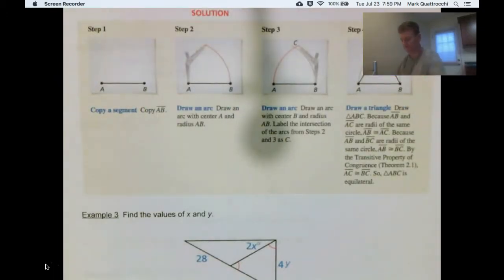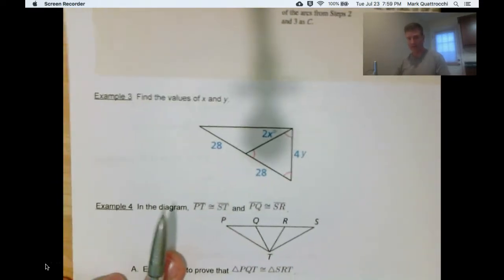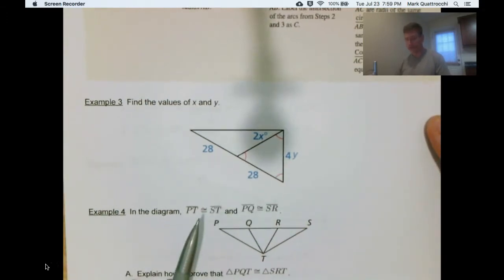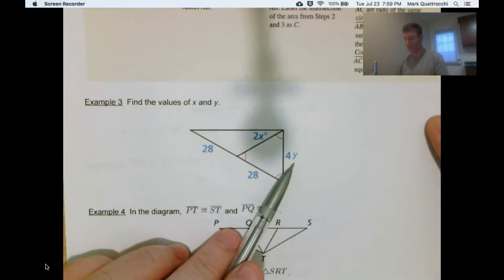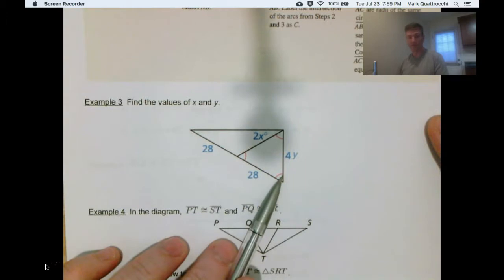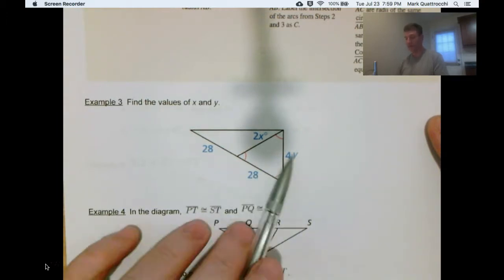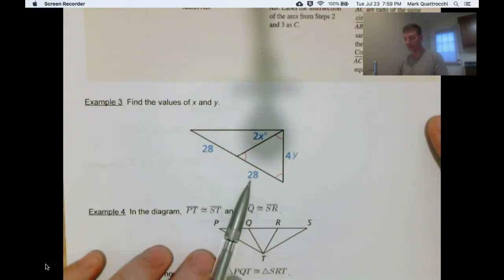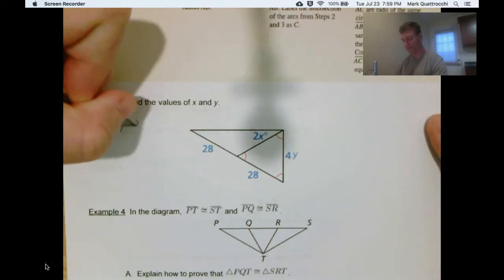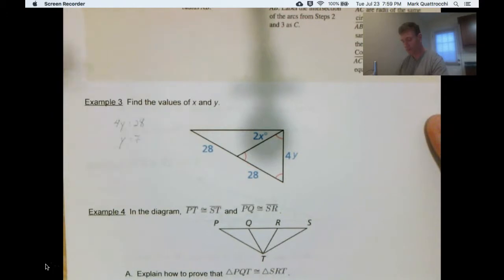Example 3. Find the values of x and y. So I'm actually going to go for y first. It's easier to find the value of y. Because, again, equiangular, by the converse of the corollary to the base angles theorem, means that it's equilateral. So if this is 28, then 4y equals 28. Therefore, y equals 7.